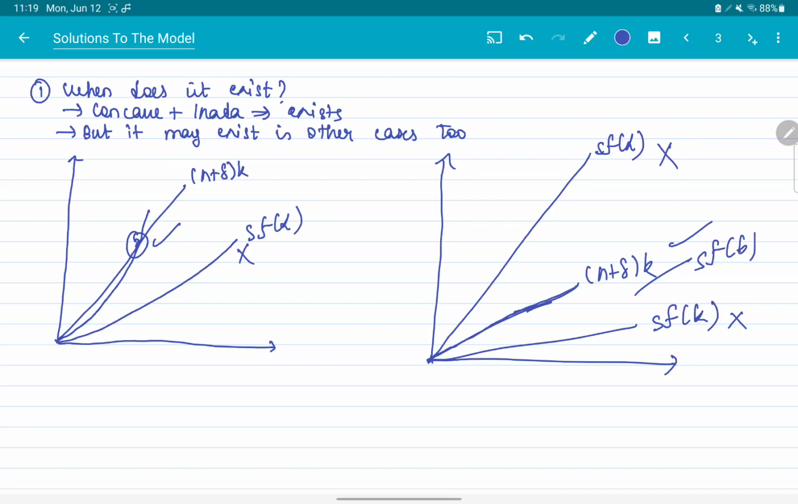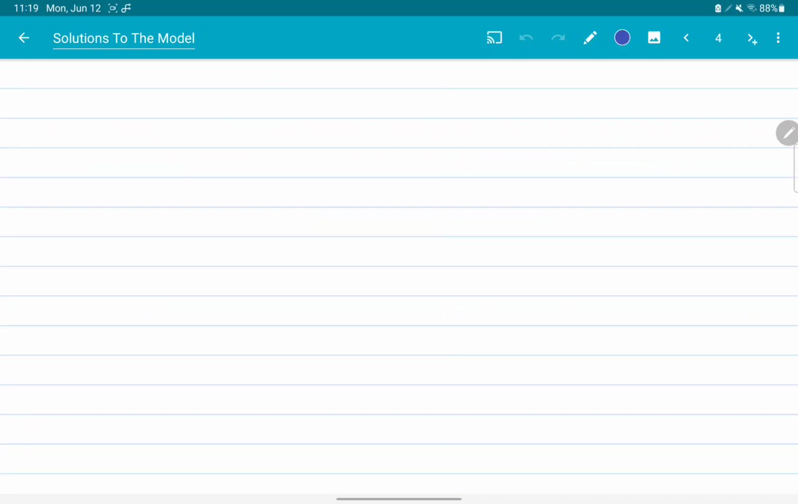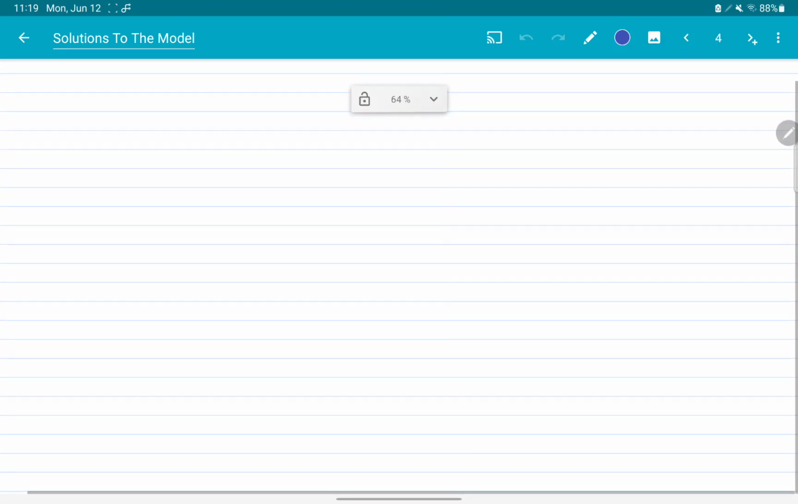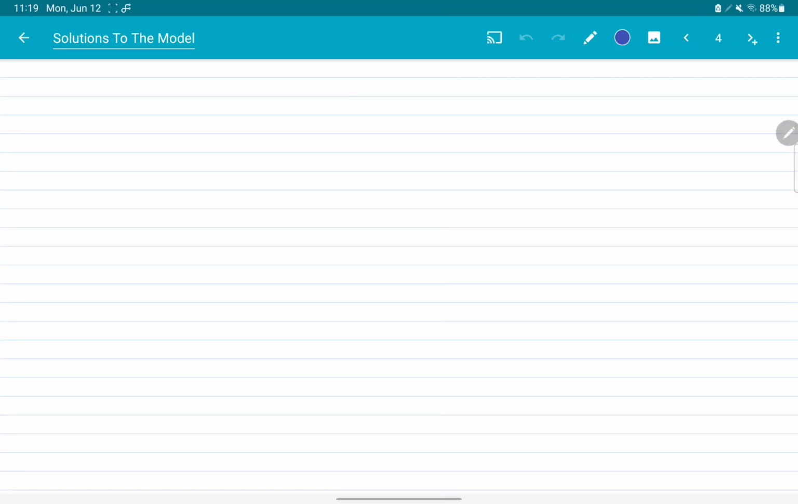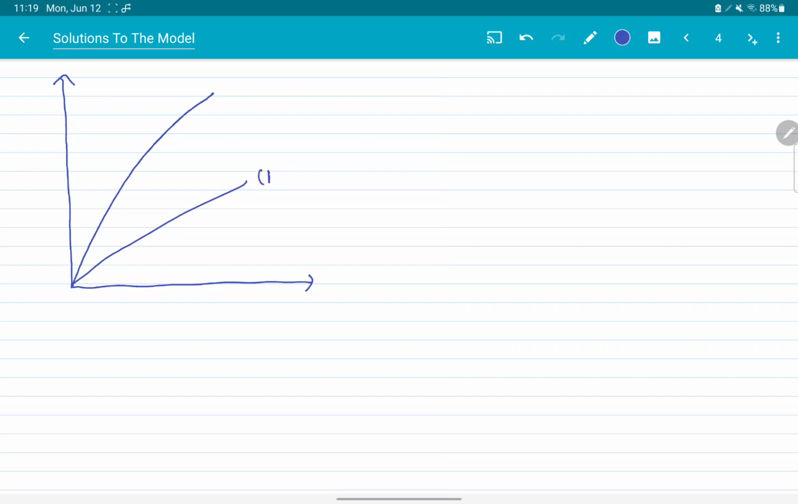Alright, so now on to the case of concave production functions. Many people think that concavity guarantees existence. This is not true. So let me give you two examples to show that. So this is a concave production function and its transformation, no steady state, right?